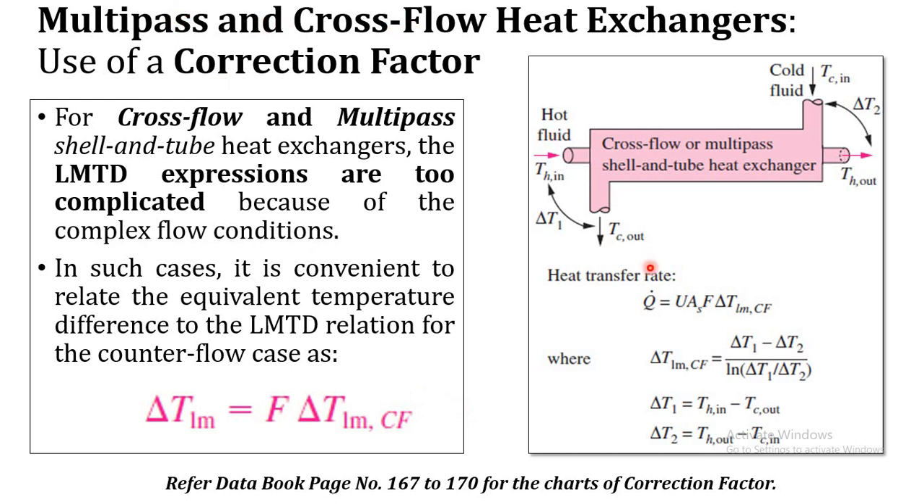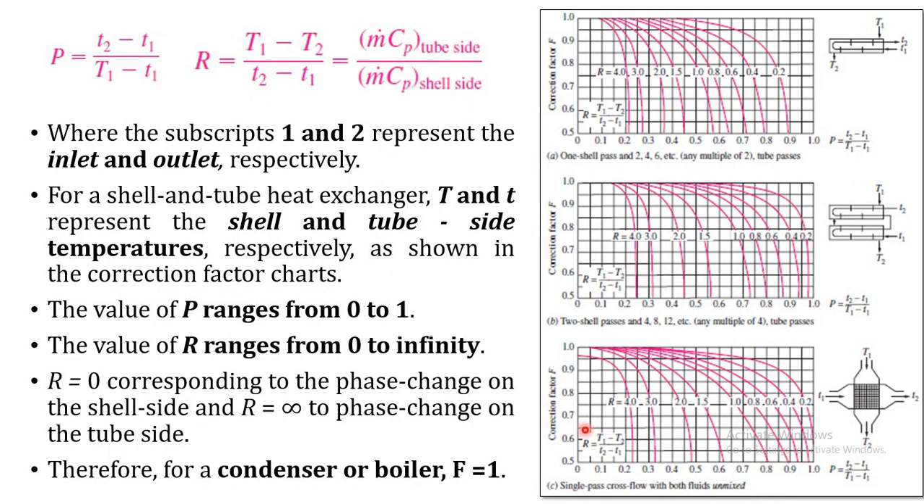So for a multi-pass and crossflow heat exchanger, your heat transfer equation is Q equals U A F delta T LM for the counterflow heat exchanger. Refer to the data book, pages 167 to 170, for charts of correction factors. These are some typical charts for correction factors.